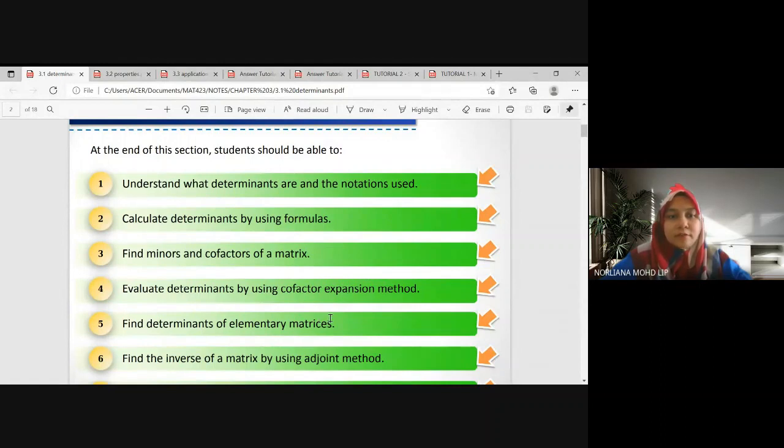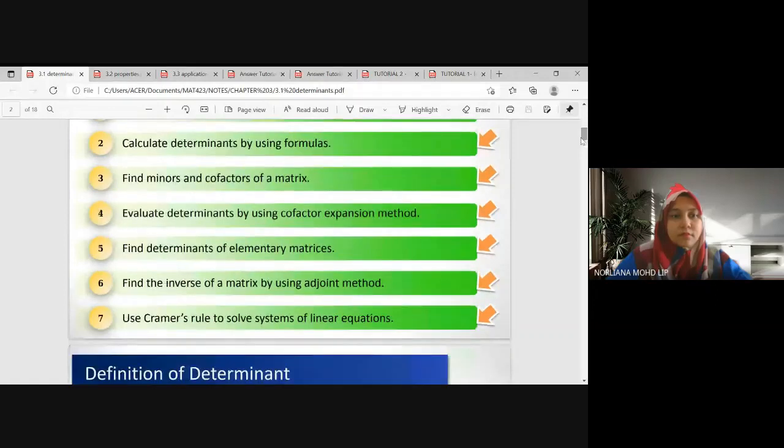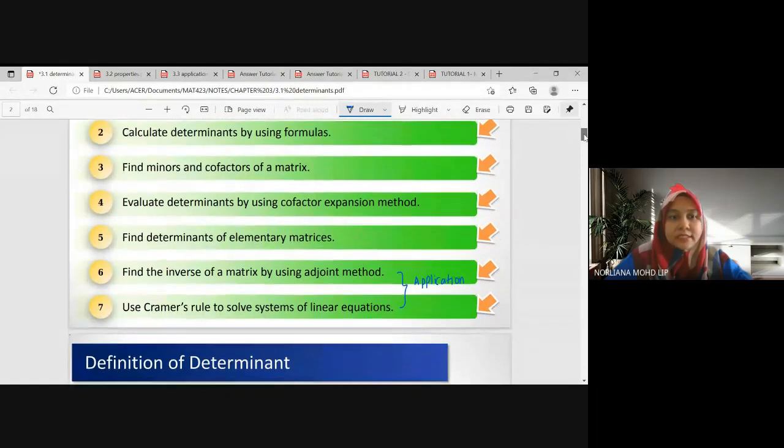Number 5, find the determinants of elementary matrix. Number 6, find the inverse of a matrix by using the adjoint method. This is the application of determinant, these two learning outcomes. And the last one is use Cramer's rule to solve the system of linear equations. So there are 7 learning outcomes in this chapter.